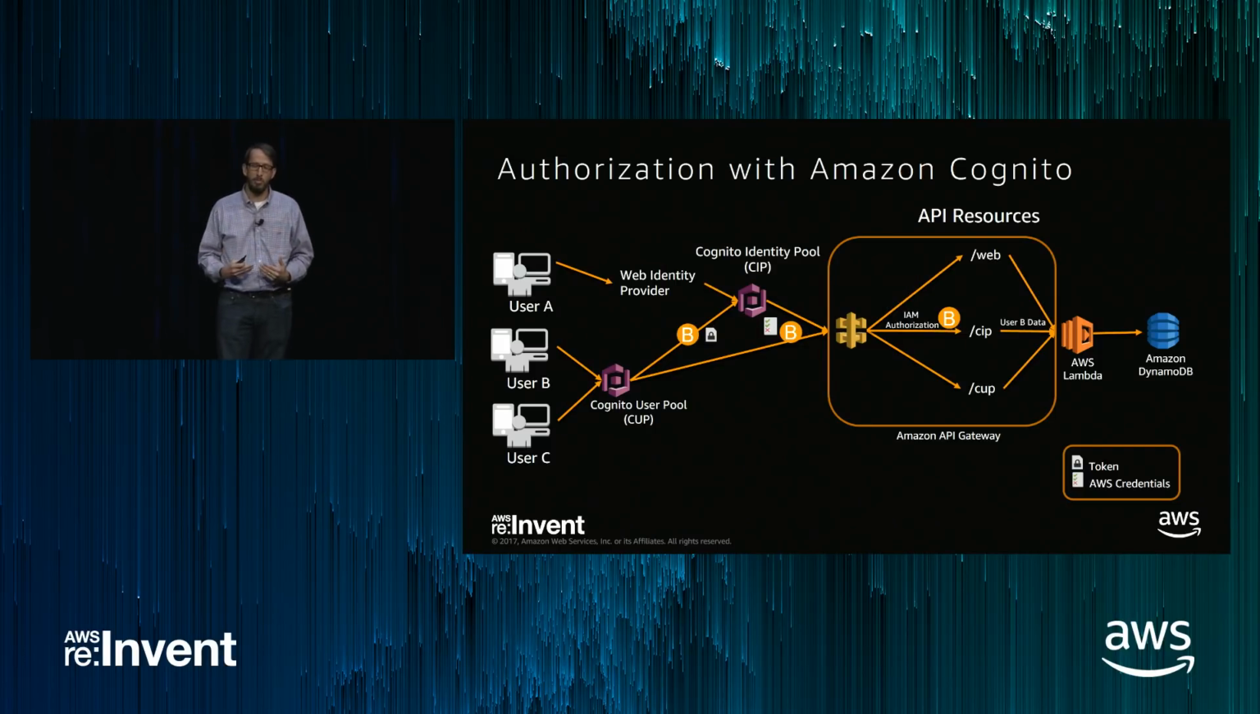Another scenario, user B, is actually defined inside of Cognito user pools. This is a directory of users and groups that you can maintain inside of AWS.